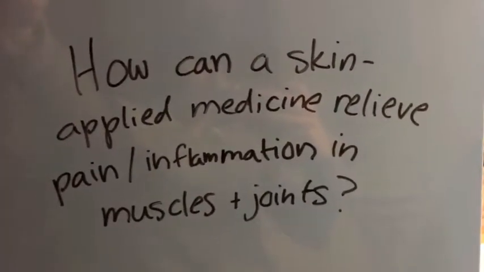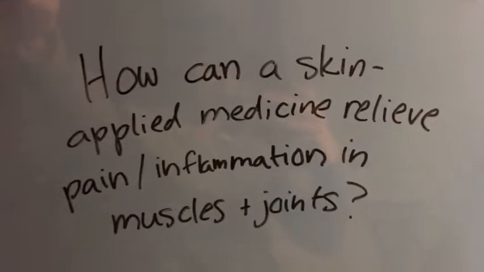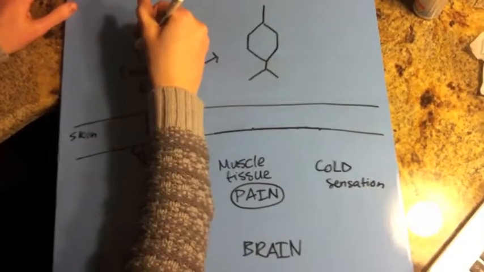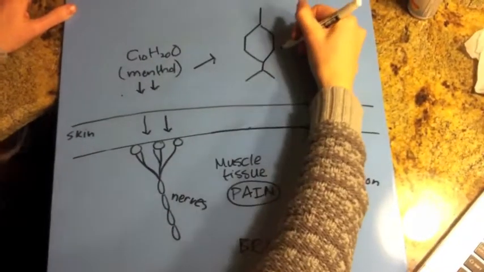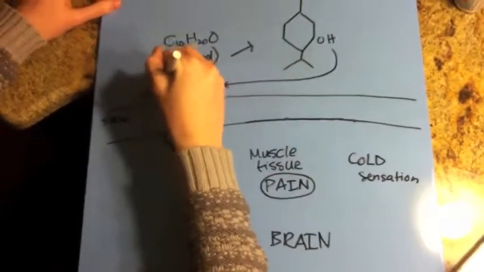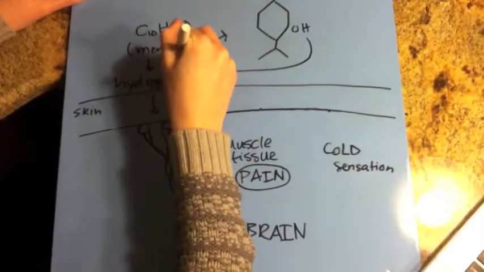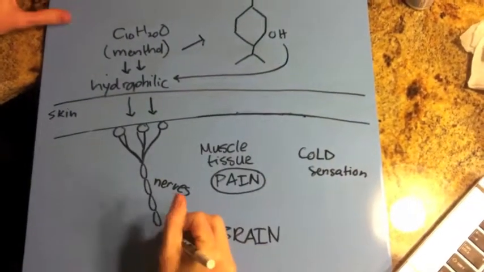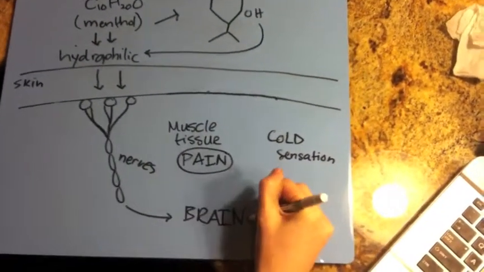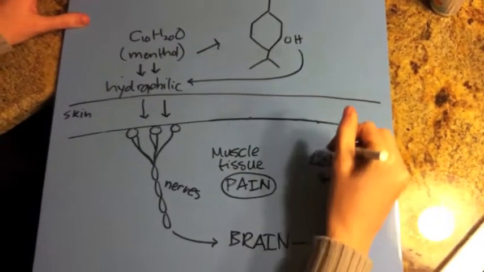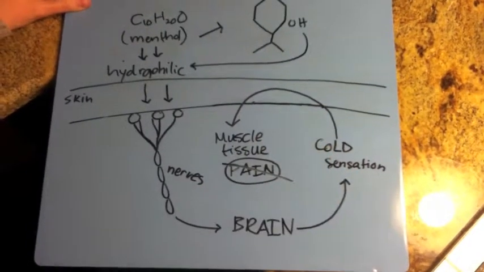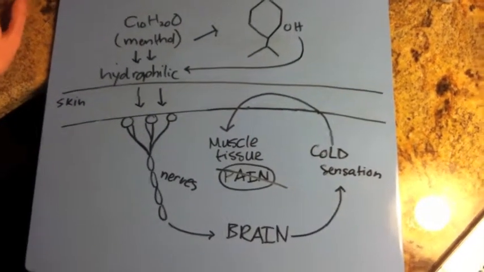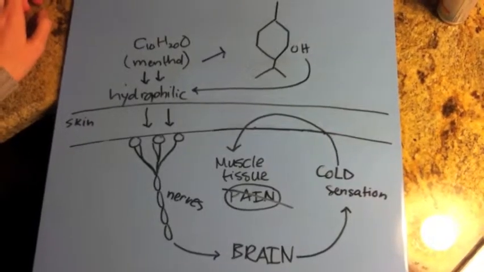How can a skin-applied medicine relieve pain and inflammation in muscles and joints? Icy Hot is applied on the skin, but its hydrophilic properties from its hydroxyl group allow Icy Hot to be absorbed through the skin to affect the nerves beneath the skin. The nerves affected also run through the muscle beneath the place the Icy Hot was applied, so the muscles get the same cooling, pain-relieving sensation as the skin. This cold sensation overrides your ability to feel your pain in your muscles and joints.